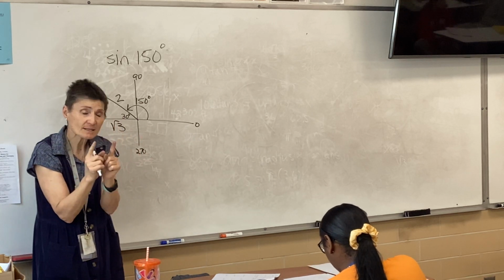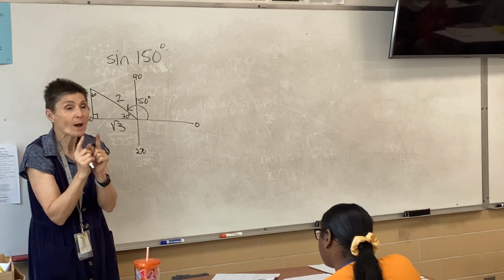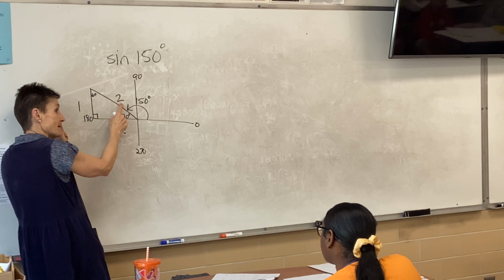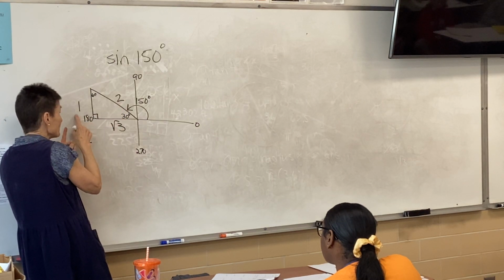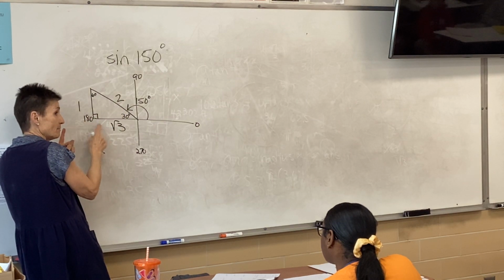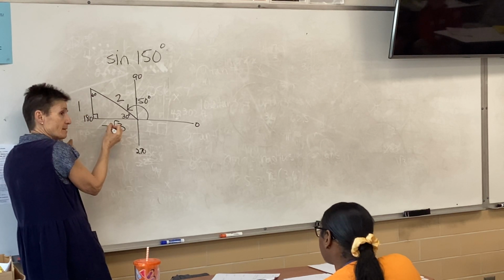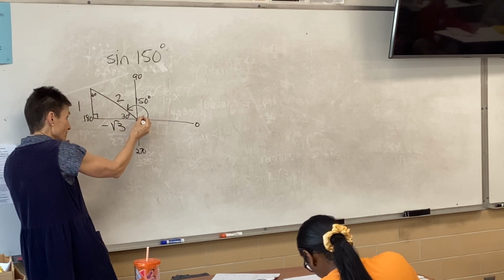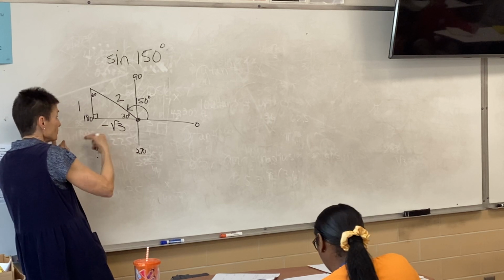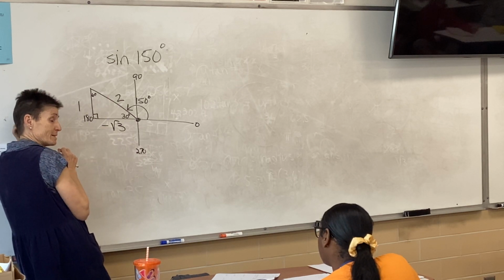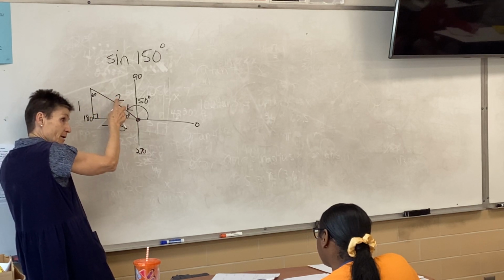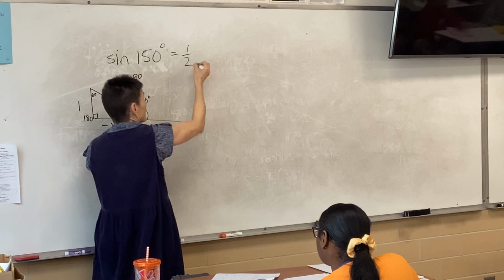And because it's in a different quadrant, you have to worry about negatives. The hypotenuse is never negative. But what about these guys? Are either one of these negative? Both of them negative? No. I think just this one. This is x left. Here's the origin. Left is negative. Now we want the sine. Sine is opposite over hypotenuse. So the answer is 1/2.